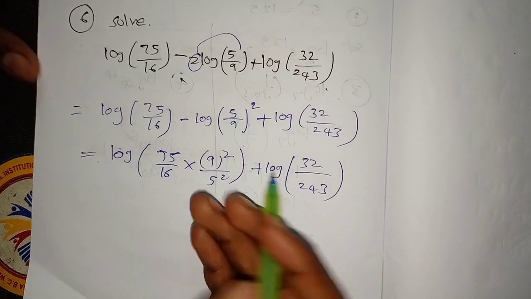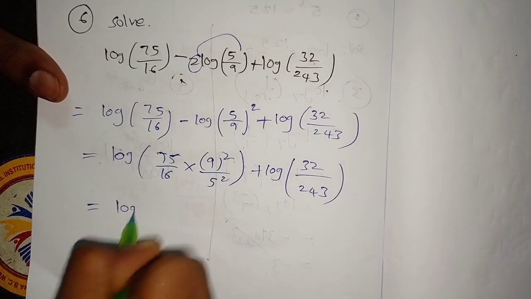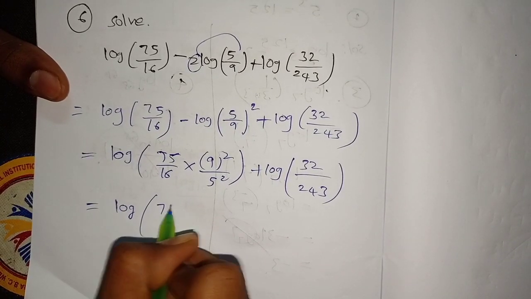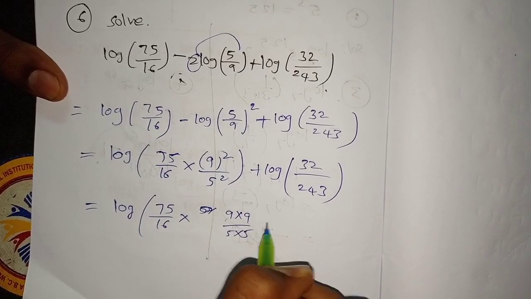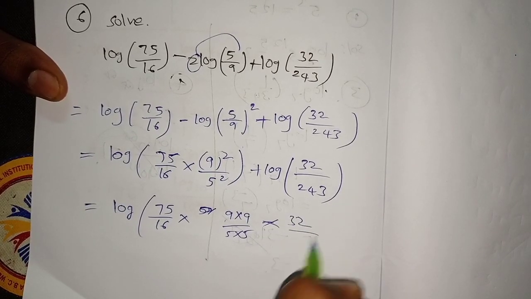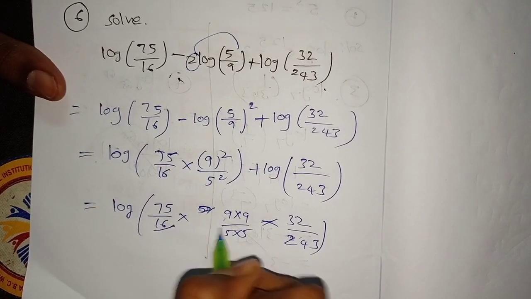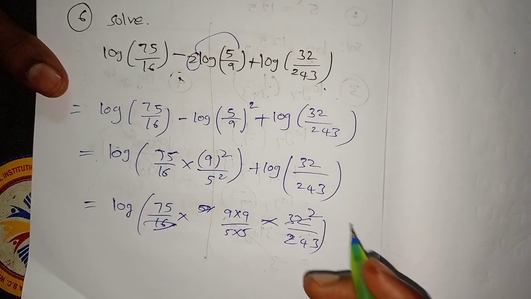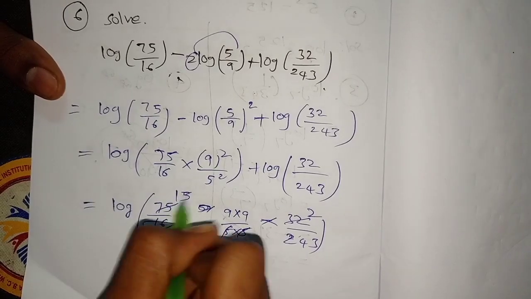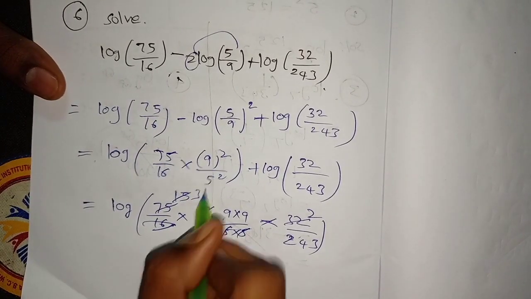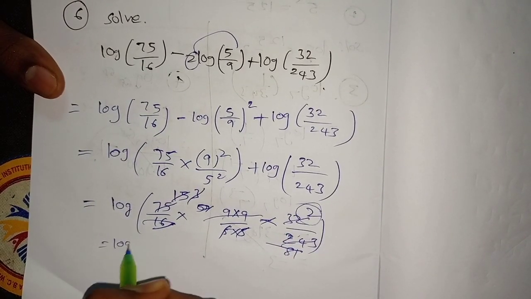Here it is addition, so we can write it as multiplication, nothing but log a plus log b equal to log ab, that is log of 75 by 16 into 9 into 9 by 5 into 5 into 32 by 243. So guys, do all this sum. This is 16 2s are, this is 5 15 ja, this is 5 3s are, this is 3 81s are. So 9 square 81 cancel, so remaining 2, so the answer is log 2.